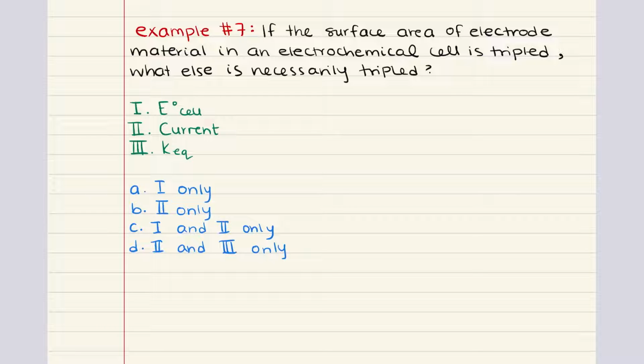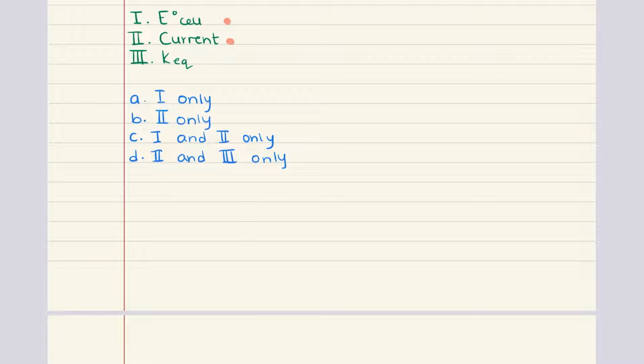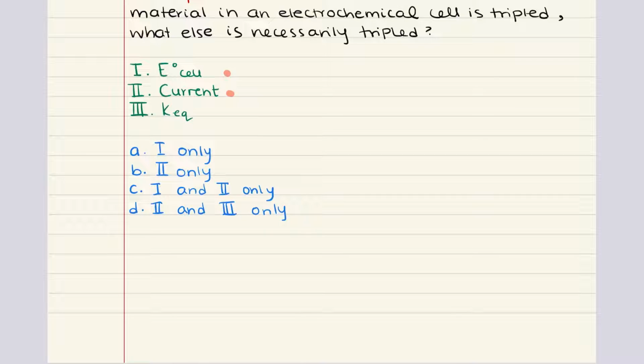This is determined by the intrinsic properties of the materials involved in the redox reaction and their standard reduction potentials. It is not dependent on the physical size or the surface area of the electrodes. Therefore, increasing the surface area will not change the standard cell potential. What about current? Current in an electrochemical cell is directly proportional to the surface area of the electrodes. A larger surface area actually allows more electrons to be transferred per unit time, thereby increasing the current.